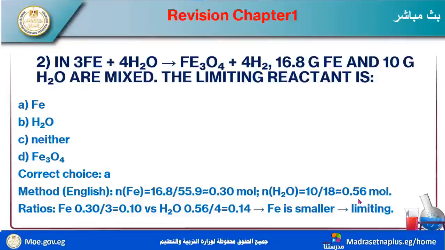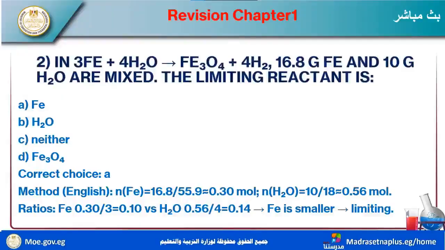This is the ratio. The smallest one is iron, 0.3 compared to 0.56. So the limiting reactant is iron, and the answer is A.